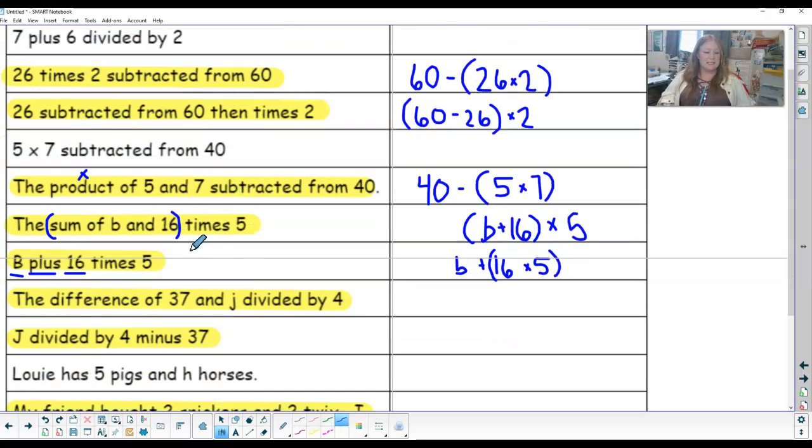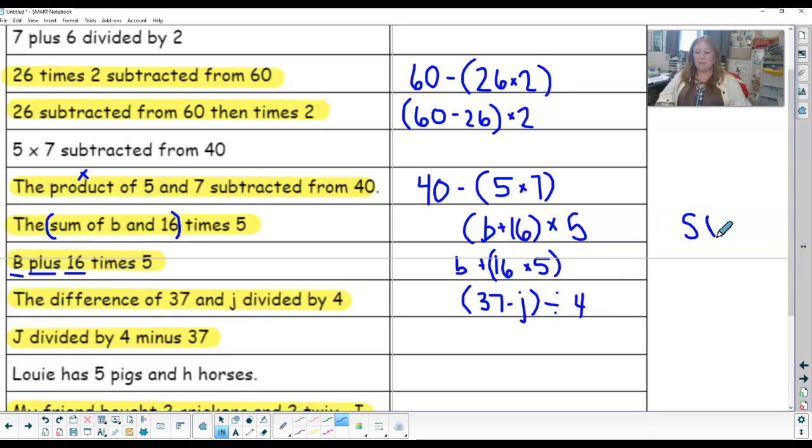Okay, this one says the difference of 37 and j. So again, that word difference says it's a group. So we're going to group 37 minus j, and then we're going to divide it by 4.